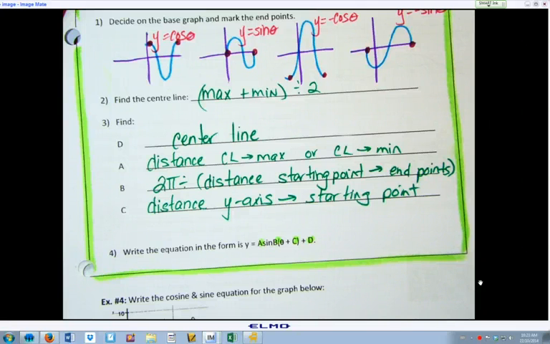Whew. Seems like lots of steps. We're going to do a bunch of examples, and you'll see by tomorrow this will become really easy because it's the same steps every single time.